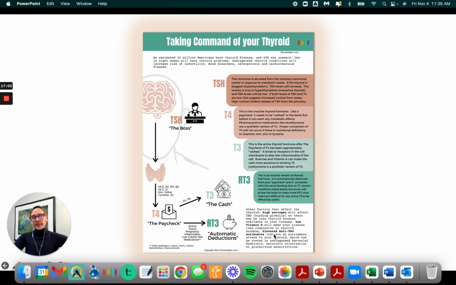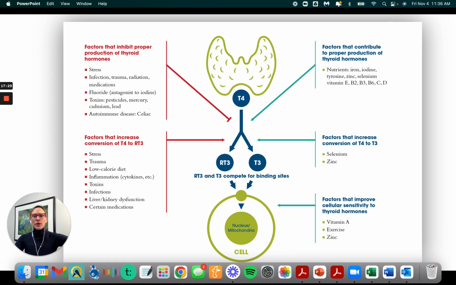What happens is the reverse T3 competes for the receptors of where the free T3 would bind on the periphery of the body. So if you can't have that active T3 binding and reverse T3 binds instead, it puts on the brakes and it stops that reaction. So it's an important thing to evaluate when looking at the function of your thyroid gland.